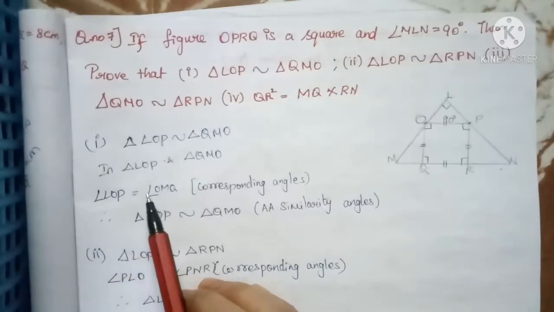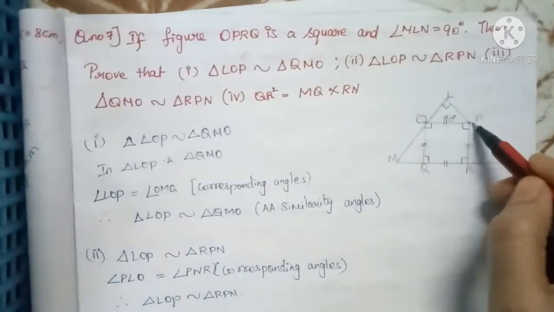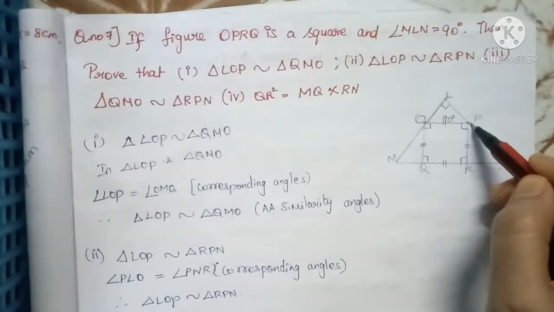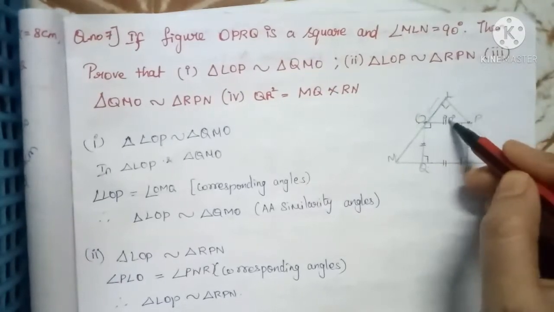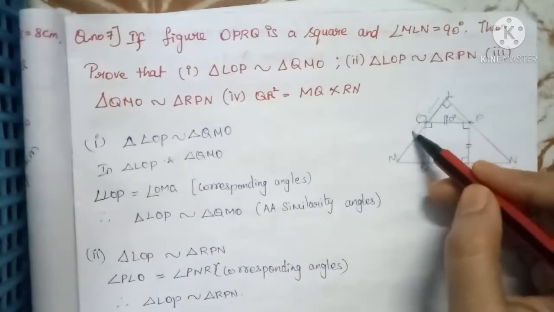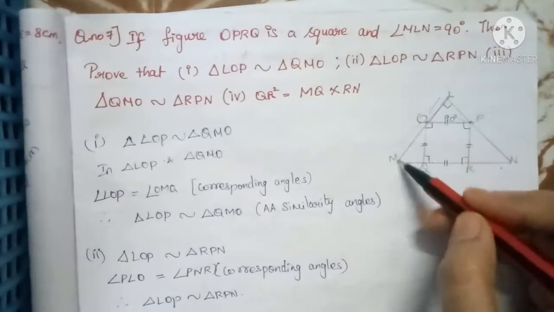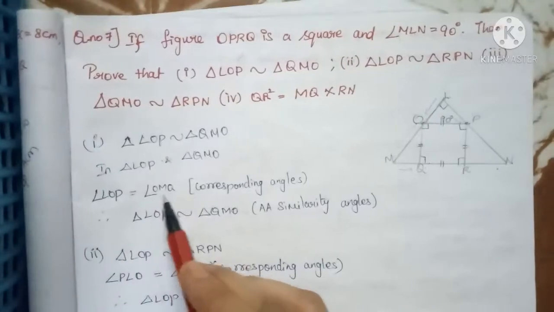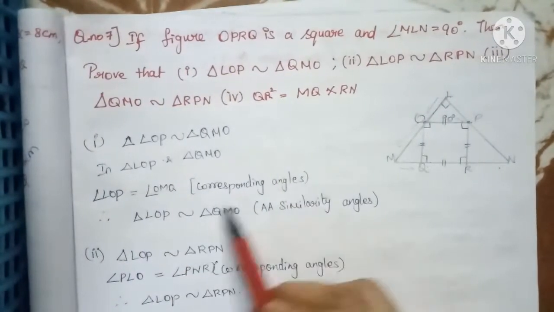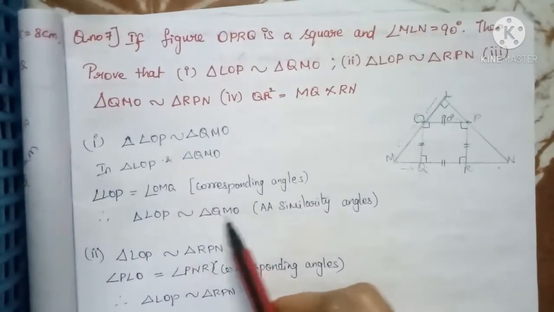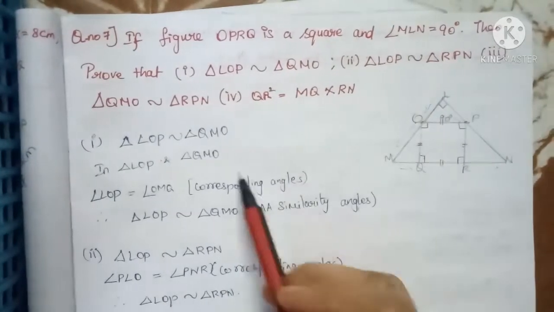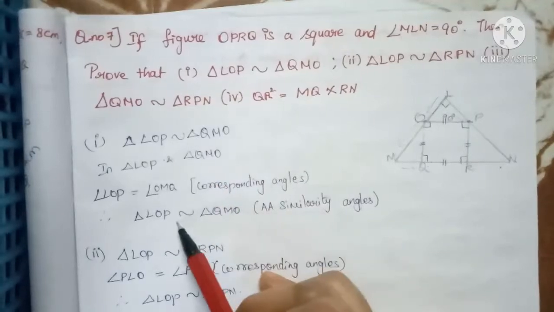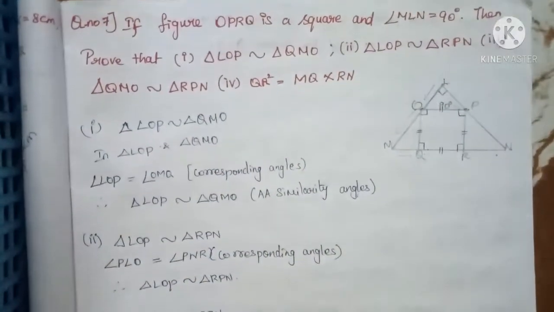Angle LOP is equal to angle OMQ. Both are corresponding angles. Here angle O is common. So let us see the similarity criterion, which is AA similarity. It is similar. We proved it is similar. Next, second subdivision.